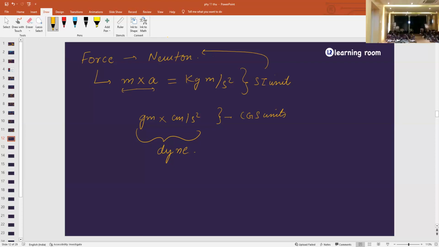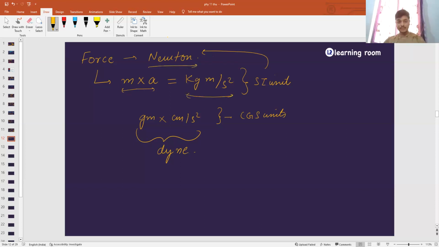What is meant by dyne? Like 1 kg meter per second square is termed as 1 Newton. Similarly, in the CGS unit, 1 gram centimeter per second square is termed as 1 dyne. Now we have to find the relationship between them. If I'm writing 5 Newton, I have to convert it in terms of dyne. How will I do that?